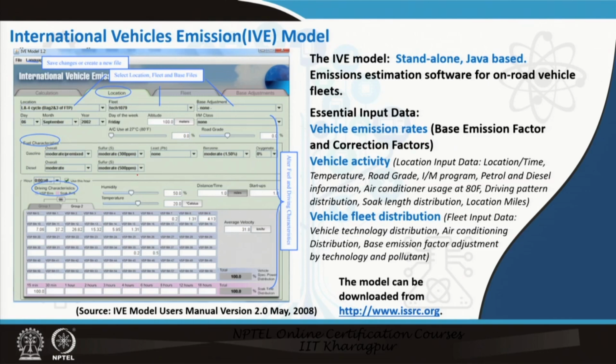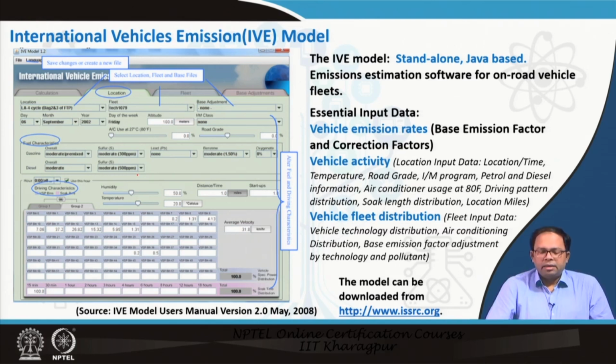So, we have to do extended surveys to get this kind of data. Next is the International Vehicle Emissions model. This is a variant of the MOVES model, and it is a standalone model written in Java, and there are three essential input data that have to be put in: vehicle emission rates, vehicle activity and the vehicle fleet distribution. Vehicle emission rate is basically the base emission for that particular technology, that particular vehicle kind and so on, and also different correction factors.